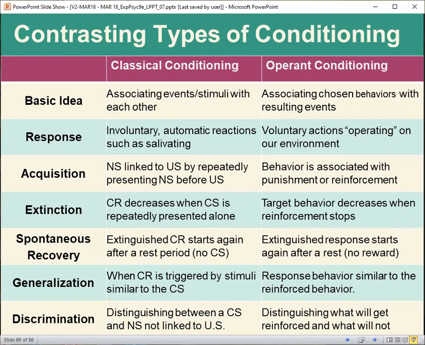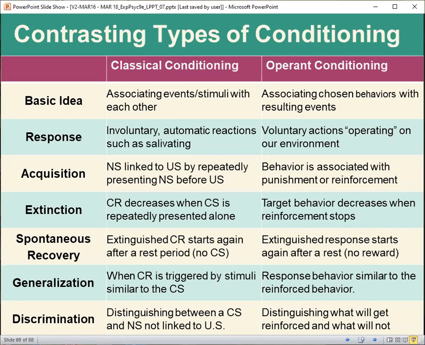Generalization in classical conditioning is when the CR is triggered by stimuli similar to the conditioned stimulus. And generalization in operant conditioning is response behavior similar to the reinforced behavior. And discrimination in classical conditioning is distinguishing between the CS and the NS that is not linked to the unconditioned stimulus, and distinguishing what will get reinforced and what will not in operant conditioning.